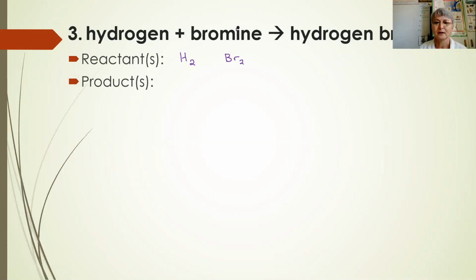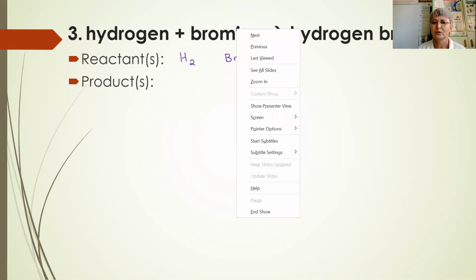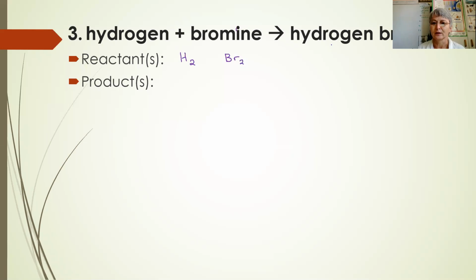The product hydrogen bromide, we would write the formula for it by looking at valencies. Hydrogen's valency is 1, bromine's valency is 1. So the hydrogen and the bromine would bond in the ratio 1:1, and the formula is HBr.